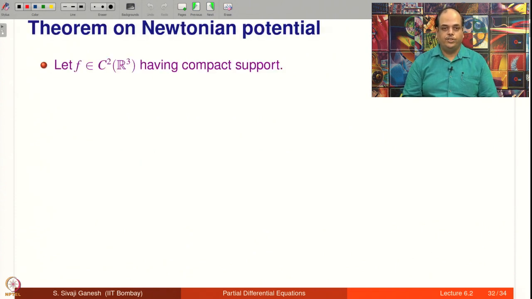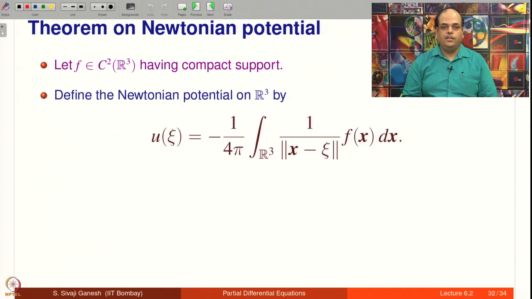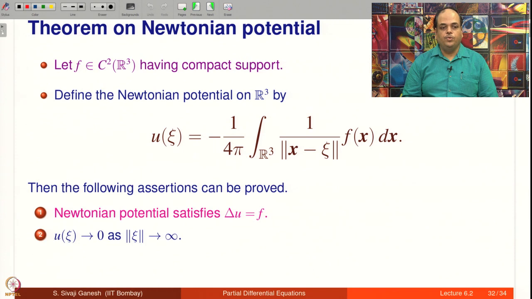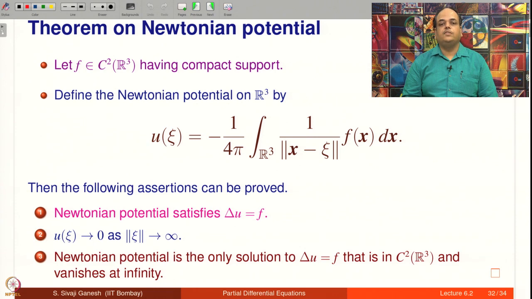Theorem on Newtonian potential. Let f belong to C2 of R3 having compact support. Define the Newtonian potential in R3 by u xi equal to minus 1 by 4 pi integral over R3 of f x by norm x minus xi dx. Then the following assertions can be proved. Newtonian potential satisfies Laplacian u equal to f. U xi goes to 0 as norm xi goes to infinity. Newtonian potential is the only solution to Laplacian u equal to f that is in C2 of R3 and vanishes at infinity.